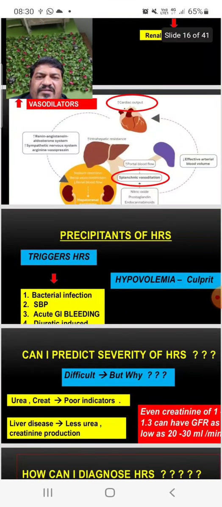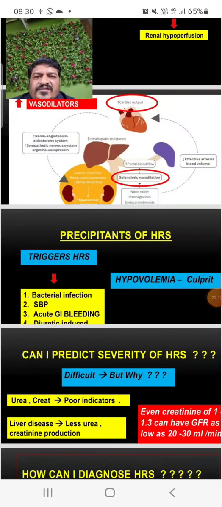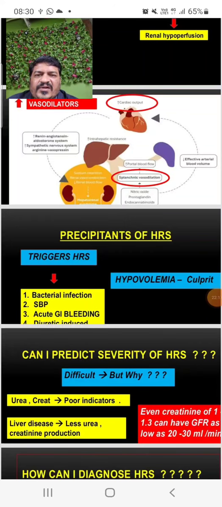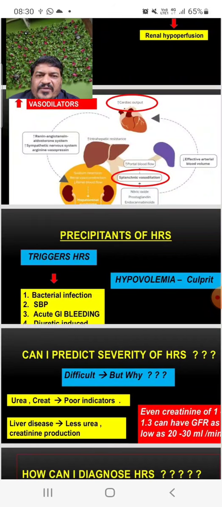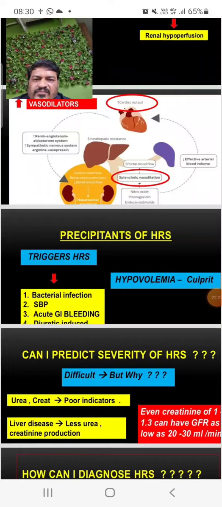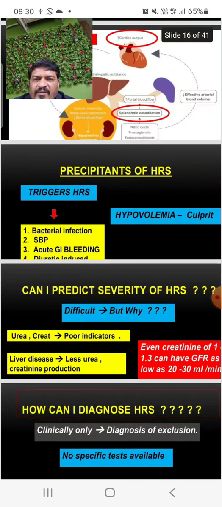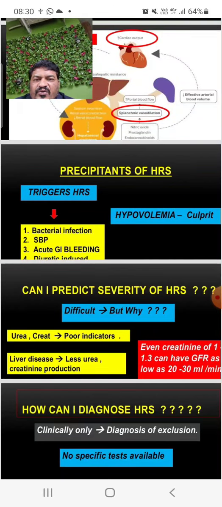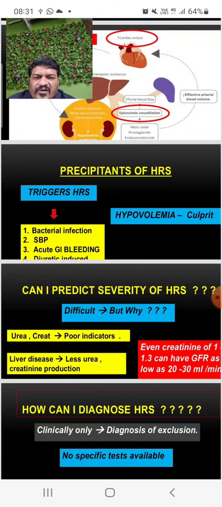Precipitants of HRS: bacterial infection, SBP, acute GI bleeding, and diuretic-induced triggers. Mainly hypovolemia is the culprit behind it. So now, can I predict the severity of HRS? It is very difficult, but why? In this, urea and creatinine are poor indicators. Liver disease causes less urea and creatinine production. Even a creatinine of 1 to 1.3 can have a GFR as low as 20 to 30 ml per minute.